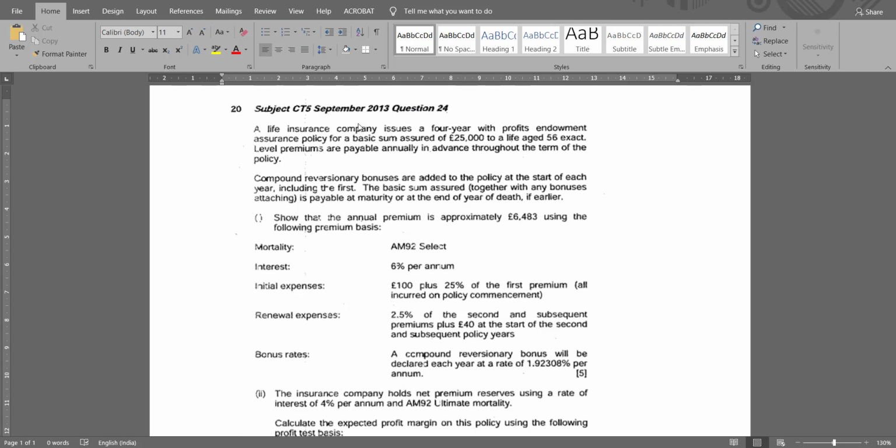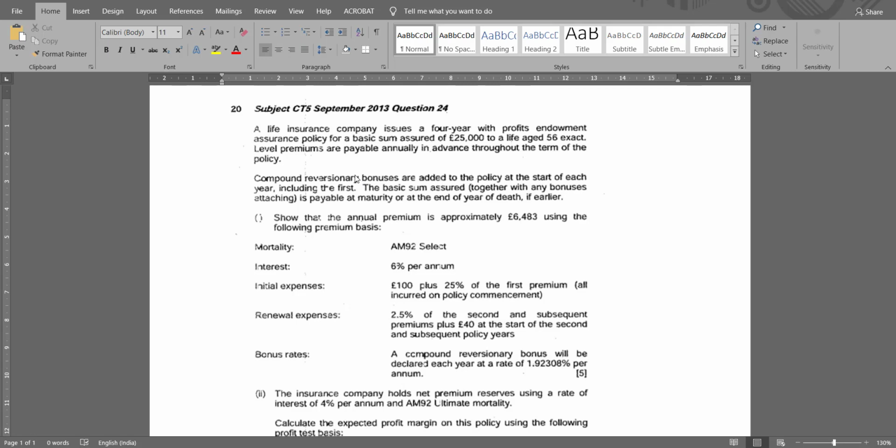So you have a very standard contract, a 4-year with-profit endowment assurance. The sum assured is 25,000. The life is age 56 exact at entry. You have level premiums which are paid annually in advance throughout the term of this policy. Compound reversionary bonuses are added to the policy at the start of each year, including the first. So you have bonuses which are being added at the start.